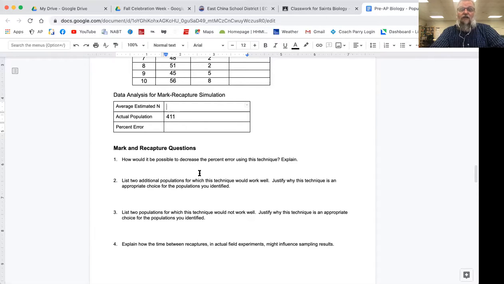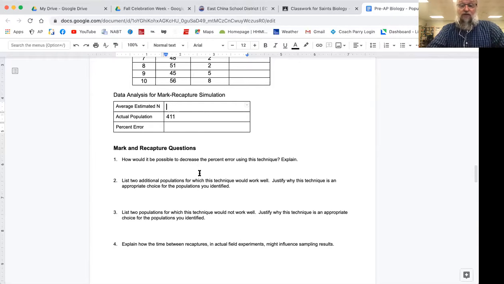The last question is about the time between recaptures. It depends on the species you're working with. If you're working with something like, say, mice, well, let's put it this way. If you come back too quick, what's the problem? If you release the organisms the first time and you come back too quickly, what do you run into? Yeah, they may not have had enough time to remix with the population. They may not have had enough time to work their way back through the area.